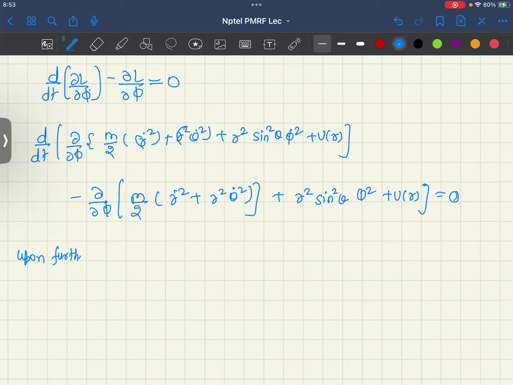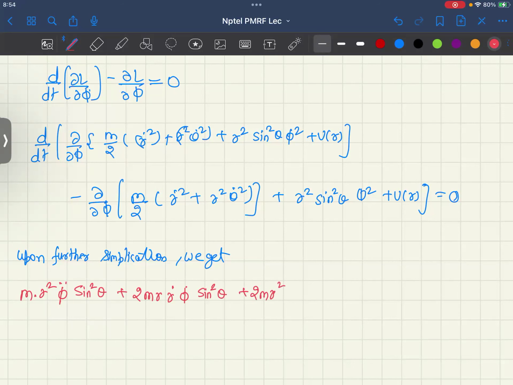Upon further simplification, we get m into r square into phi double dot sin square theta plus 2 m r dot phi dot sin square theta plus 2 m r square theta dot phi dot sin theta cos theta.